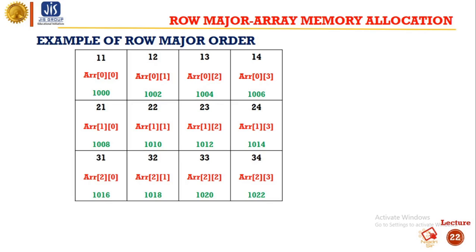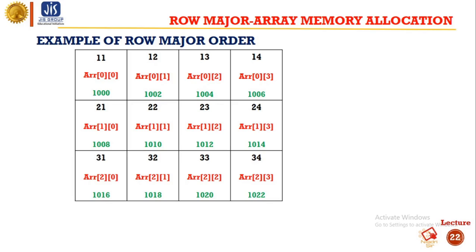So 1000 is the address of the first element. 1002 is the address of the second element. As you can see, every element takes 2 bytes, and the elements are taken row wise. So row wise, the addresses of the elements are incremented. After 1000, the next element's address is 1002.